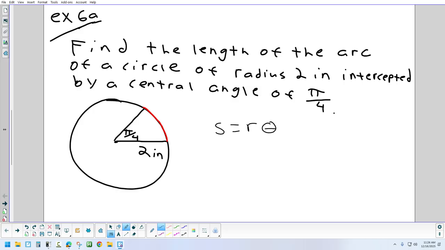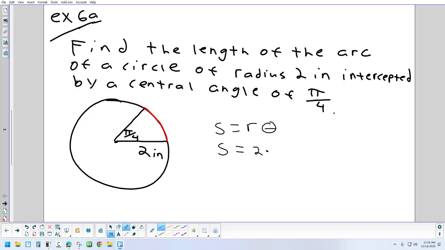Okay, what are we going to fill in for S? We don't know. That's the whole question. Find the length of the arc. So S is just going to stay S. If that's the variable, then that means nothing else can be a variable. We have to have numbers for the rest of the problem. What are we going to fill in for the radius? 2. 2 times. And what are we going to fill in for the angle?